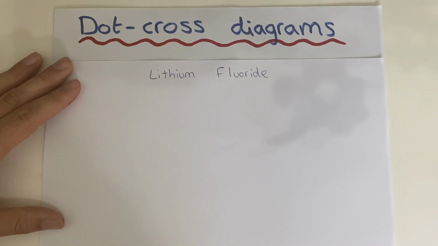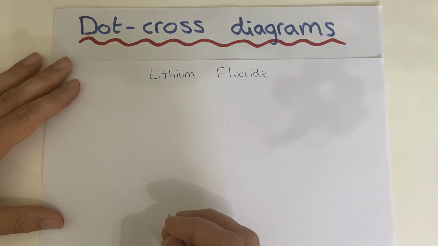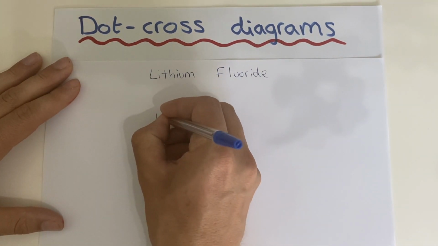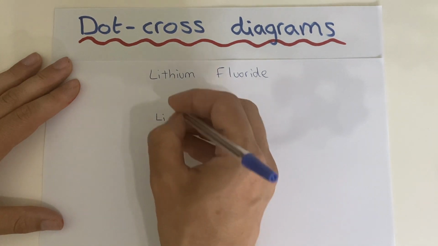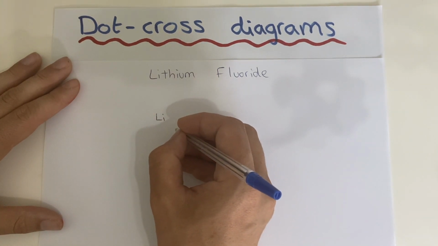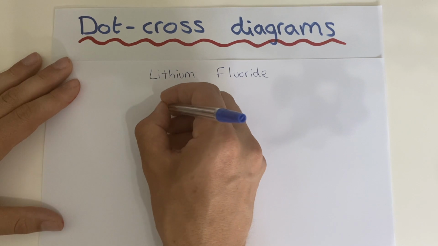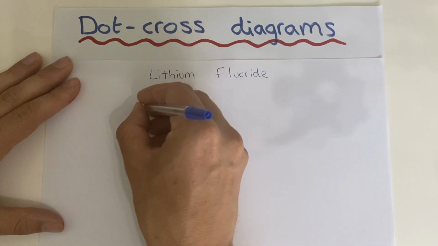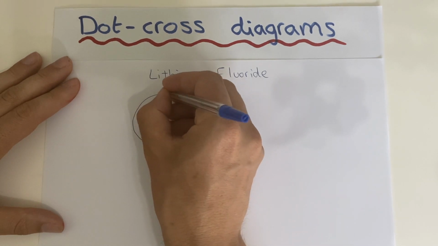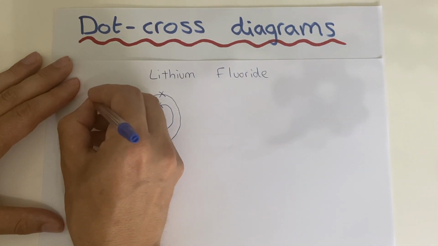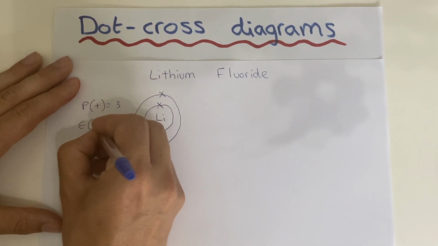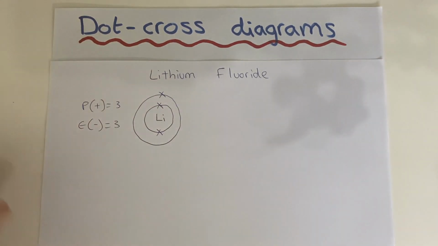We're going to start by drawing the electronic configuration, drawing the electrons for lithium and then drawing the electrons for fluorine. So lithium, if we look on the periodic table, has an atomic number of 3, which means it has 3 protons and 3 electrons. 2 electrons will fit in the first shell, and the third electron must go in the second shell. So protons are positive and it has 3, electrons are negative and it has 3.